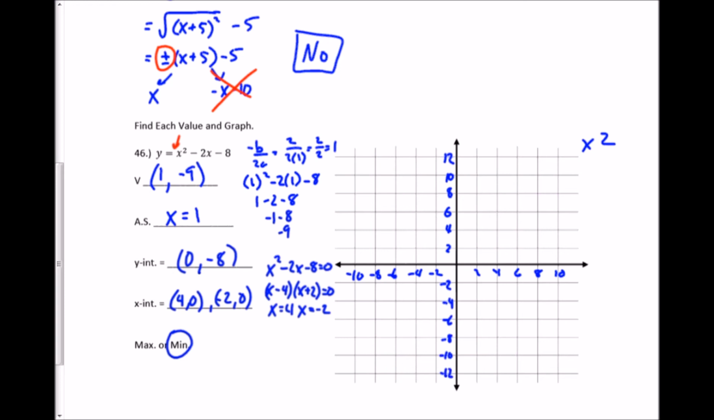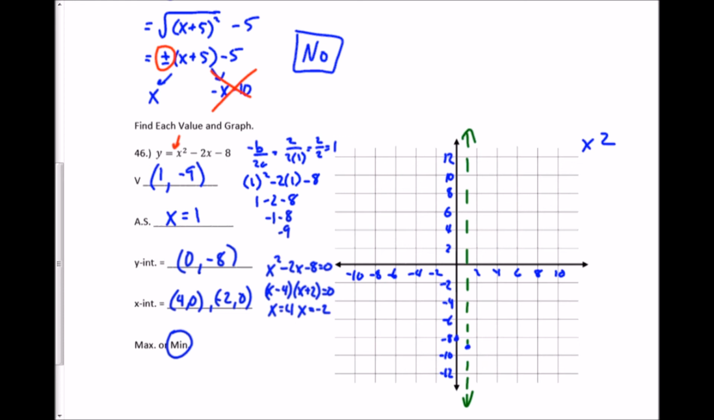So I do the 1, negative 9. It's right here. Oh, sorry, 1, negative 9. 1, negative 9 is right here. X equals 1. Axis of symmetry is this vertical dotted line. Y equals negative 8.